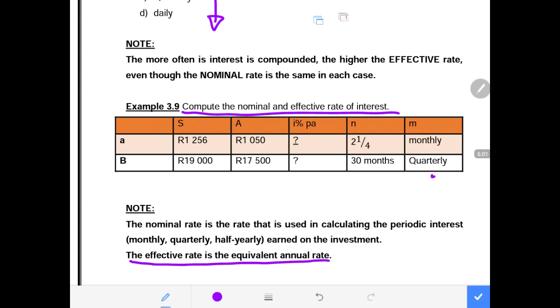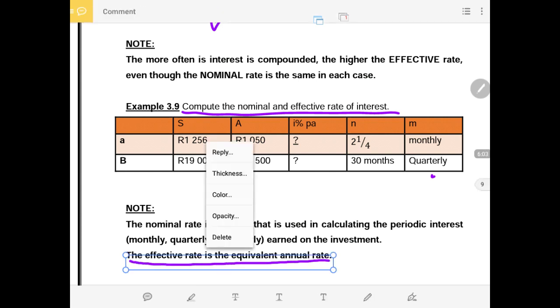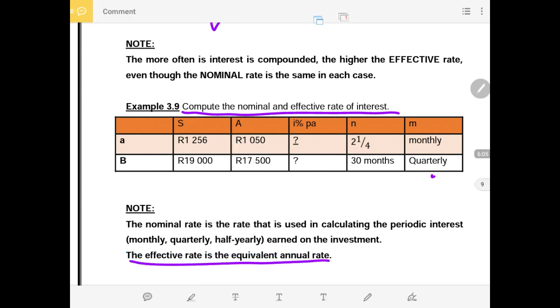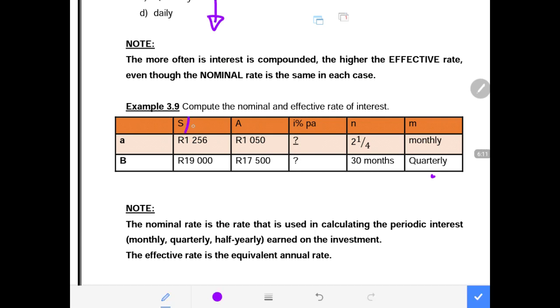Please be mindful of that. It's very important, but I will link this theory as I proceed with this question. Now, what are we given? We are given S, which is the sum accumulated, and in the previous recordings I said future value, and this is present value, and I prefer that. What are we calculating? We are calculating the interest, which is the nominal and the effective interest rate.